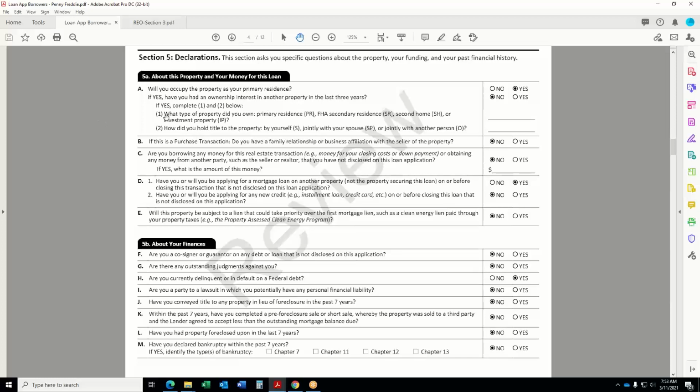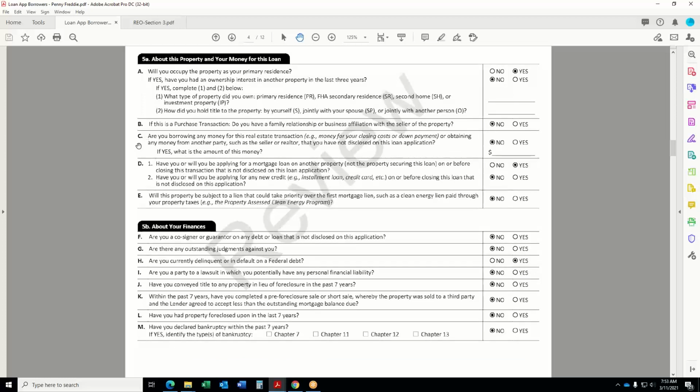Question B in this section is a brand new question to us, and it asks, if this is a purchase transaction, do you have a family relationship or a business affiliation with the seller of the property? We also have an expanded question here if you're borrowing money for the real estate transaction, and it breaks down, for example, are you borrowing money for the closing costs or down payment, obtaining any other money from another party, such as the seller or the realtor, that hasn't already been disclosed in the application? If the answer is yes, we would indicate how much.